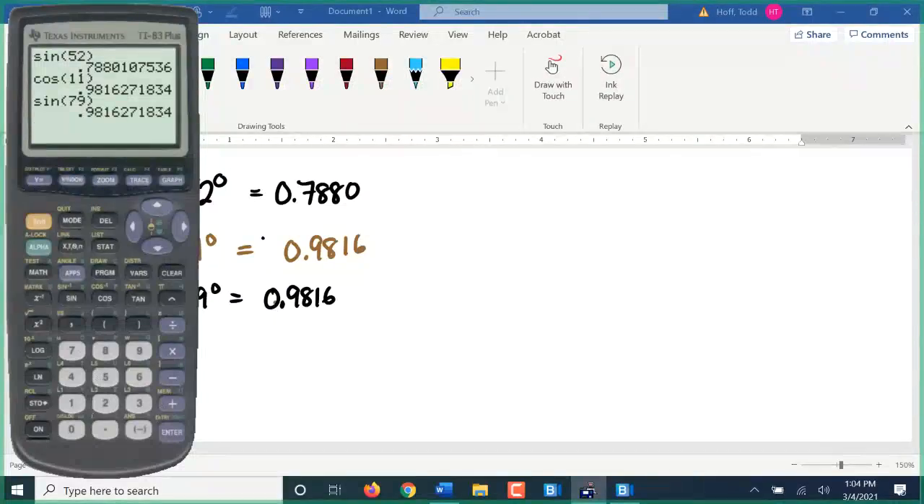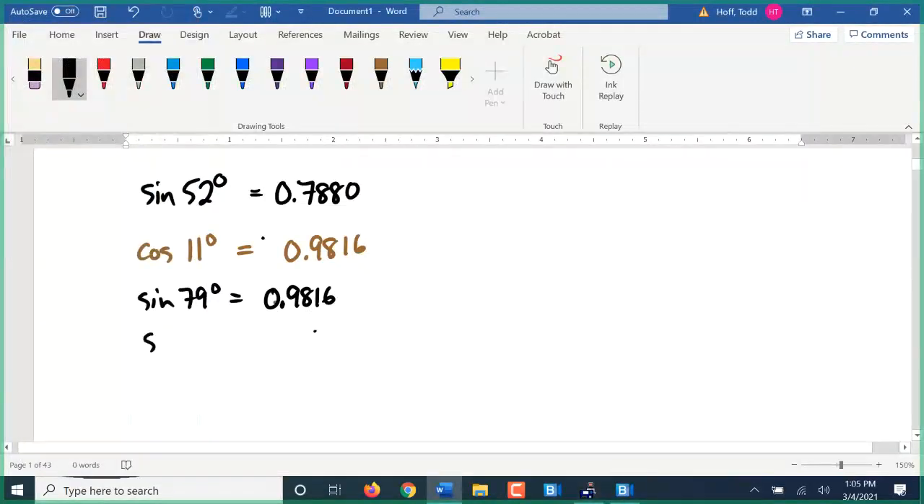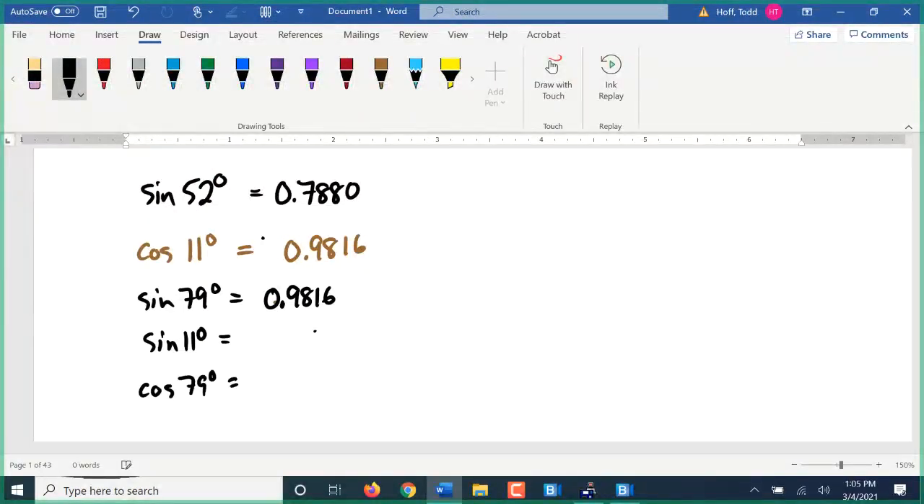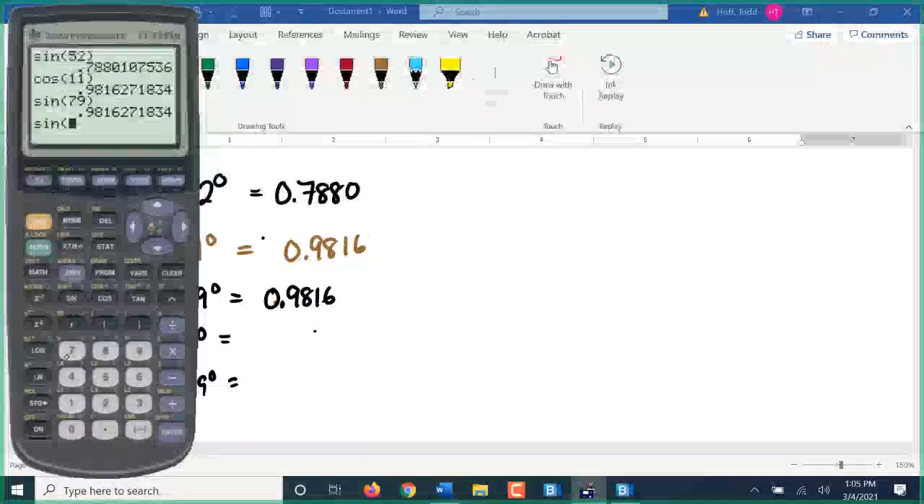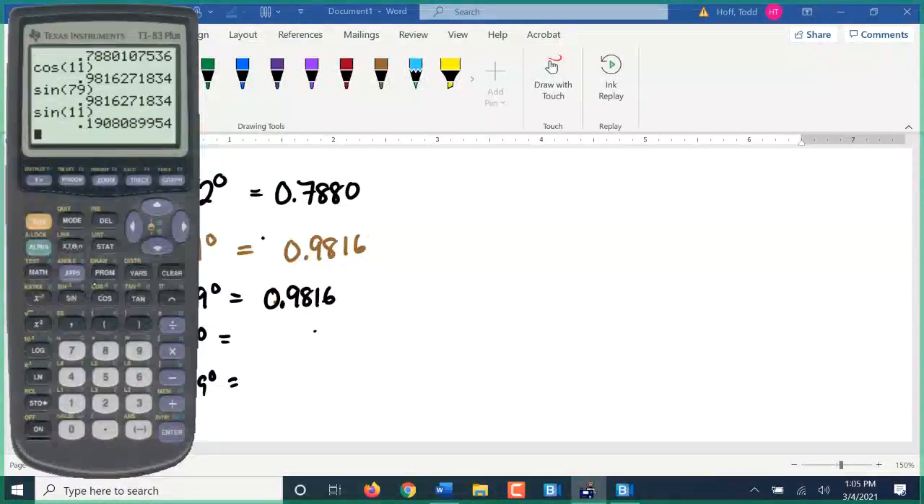Why does that come out to the same? Well, because 11 and 79 are complements. So the sine of one is going to equal the cosine of the other. I could switch them, by the way. I could do the sine of 11 and the cosine of 79 degrees. Sine of 11, cosine 79. Notice both of them are 0.1908.